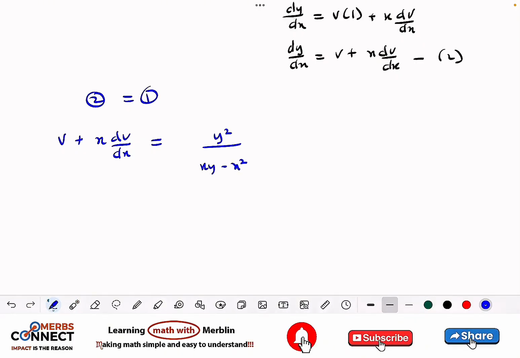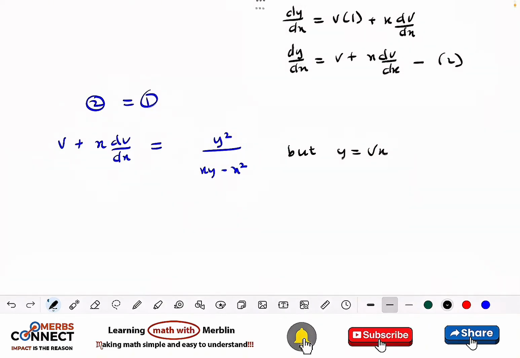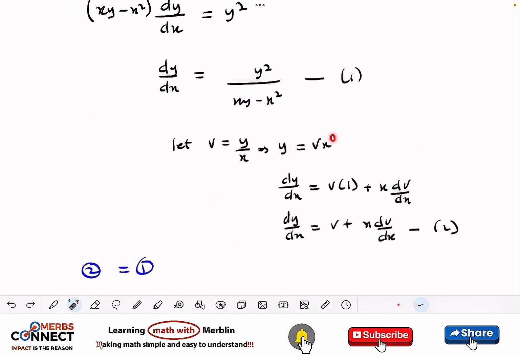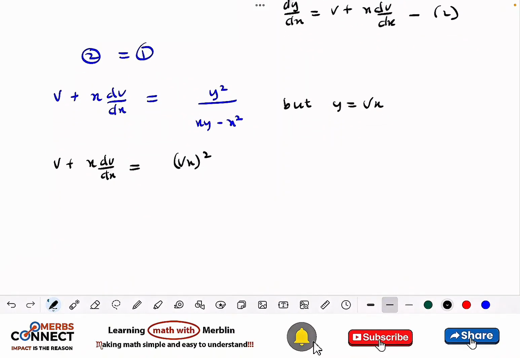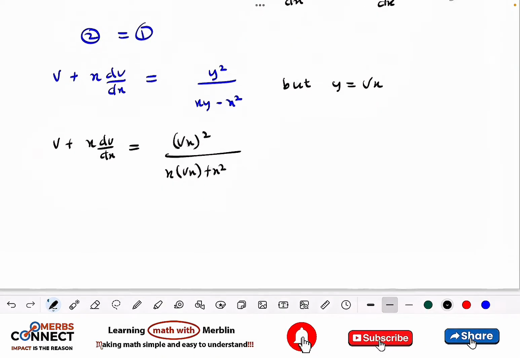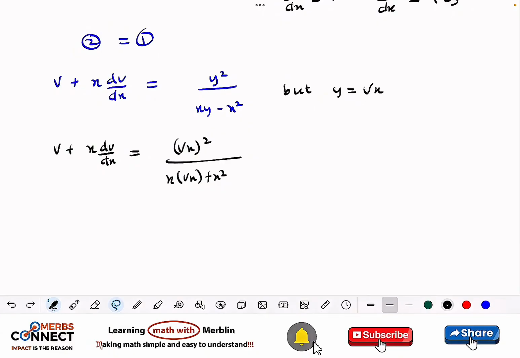After I have equated them, I need to remember to change my y, right? So I know that y is equal to Vn x from here. So we are going through the same process again, and then we have it in this form. Now y is equal to Vn x, so we are going to have Vn plus x dVn over dx, which is equal to Vn x all squared divided by x times Vn x plus x squared. And what are we going to get? We are going to have something like this.